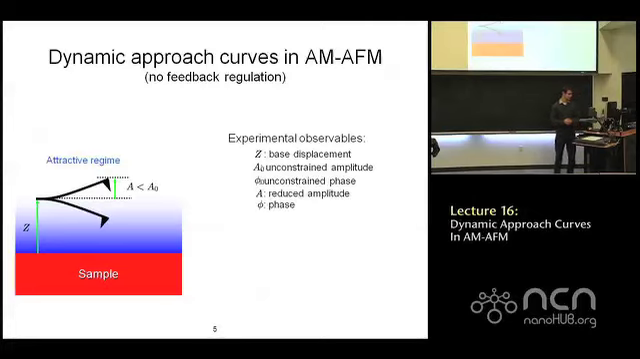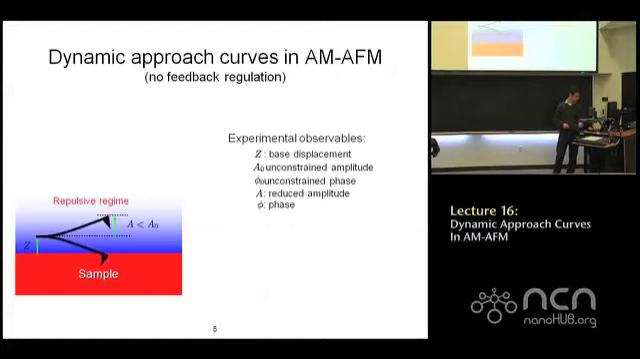At this point, we'll first encounter attractive forces where the net interaction is attractive, and the amplitude will become reduced from its original unconstrained value. So we call that the reduced amplitude, and there is also the phase of the oscillation at that point. Approaching the sample further, we'll get into the regime where the net interaction is repulsive, and so we name that the repulsive regime.